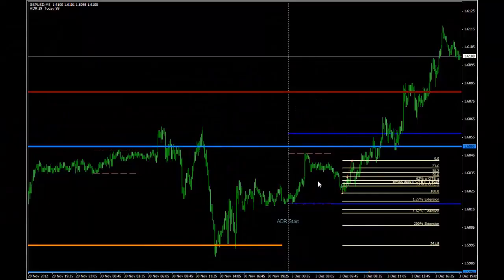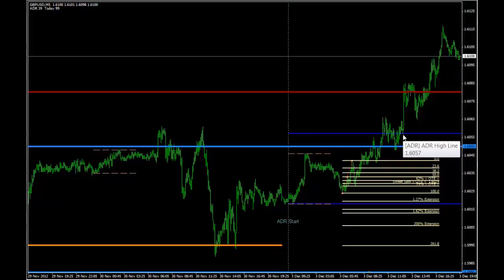Here's your average daily range here. Okay, so if you're taking profits with the expectation that this is probably going to be the high of the day, you miss out on all this. Okay, so when you're in sync with the higher time frame premise, watch what sometimes can unfold.